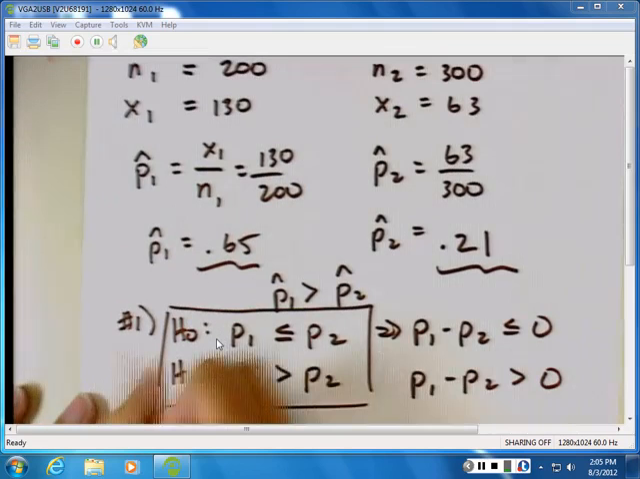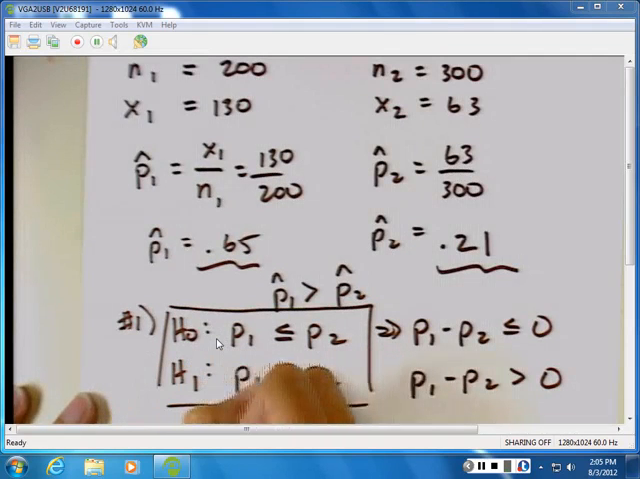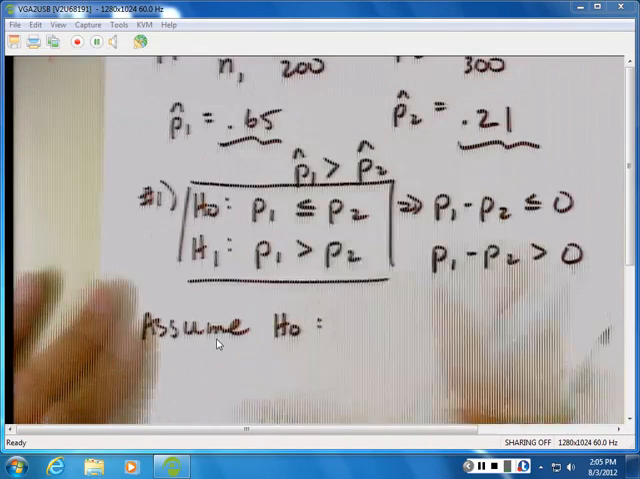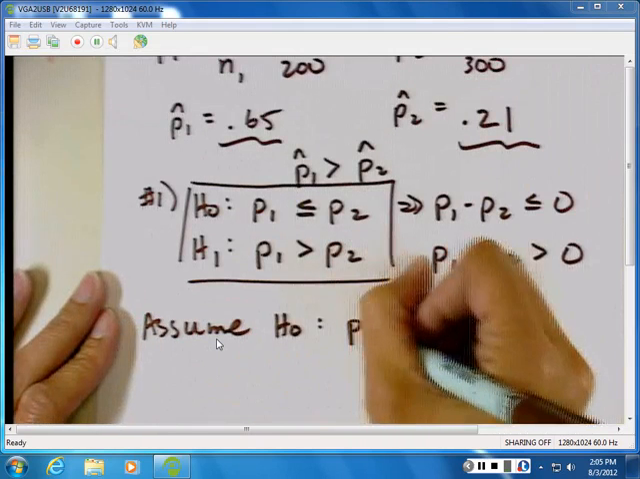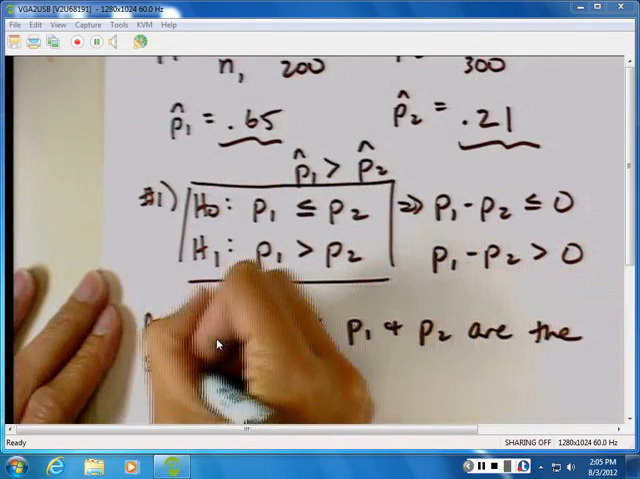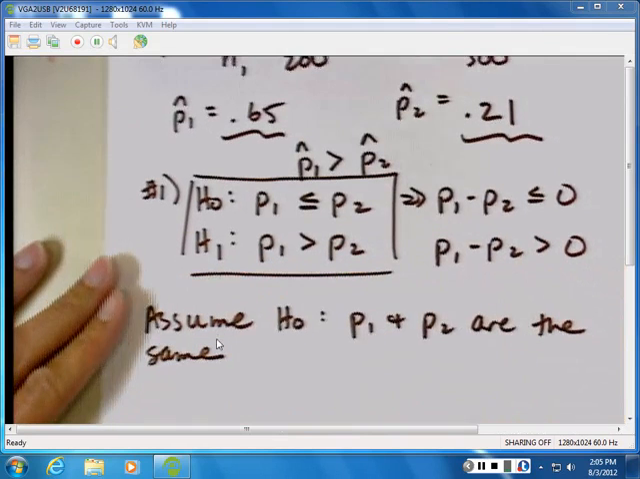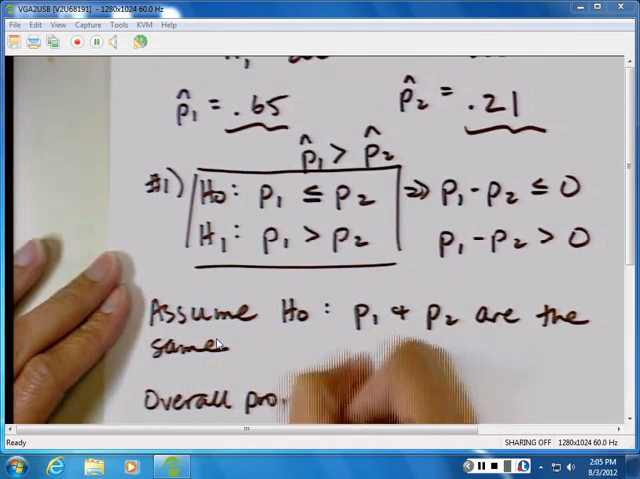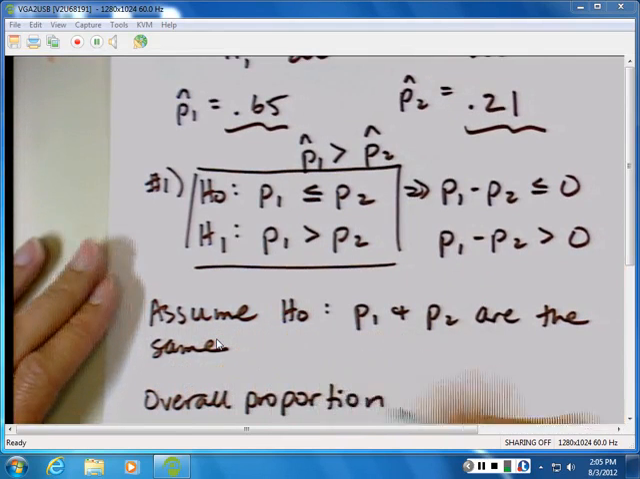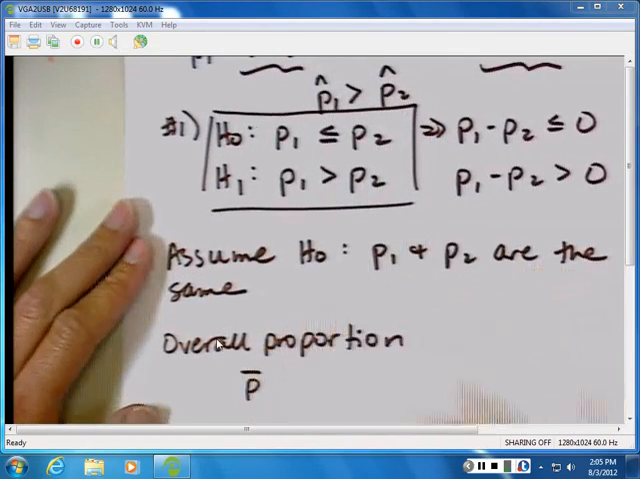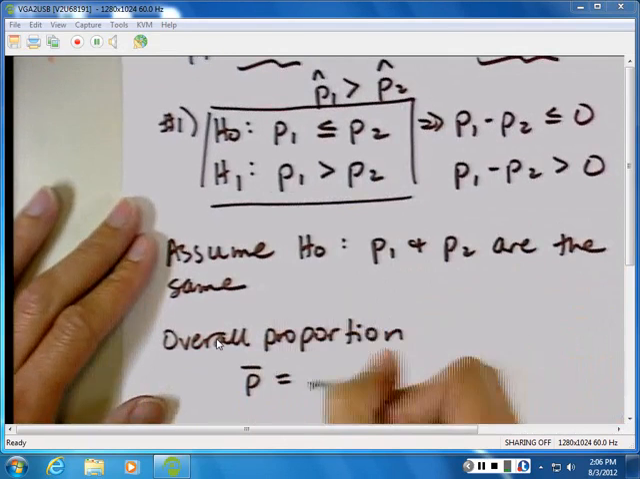Remember, we always assume the null hypothesis, innocent until proven guilty. So we assume the null hypothesis, which means for this case that we're assuming that it's either less than or equal to. So we're assuming that the proportions are the same. p1 and p2 are the same. So we have one additional calculation for this problem, and that's to do the overall proportion. So for everybody all together in these two samples, I want the overall proportion. We call this p bar. So p bar is everybody, okay?